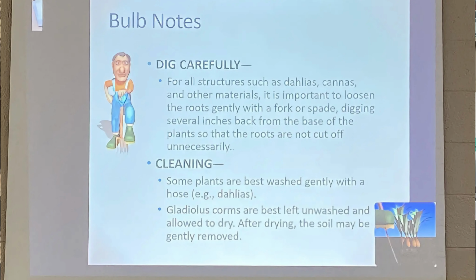For all structures such as dahlias, cannas, and other materials, it is important to loosen the roots gently with a fork or spade, digging several inches back from the base of the plant so that the roots are not cut off unnecessarily. Cleaning. Some plants are best washed gently with a hose, like dahlias. Gladiolus corms are best left unwashed and allowed to dry. After drying, the soil may be gently removed.